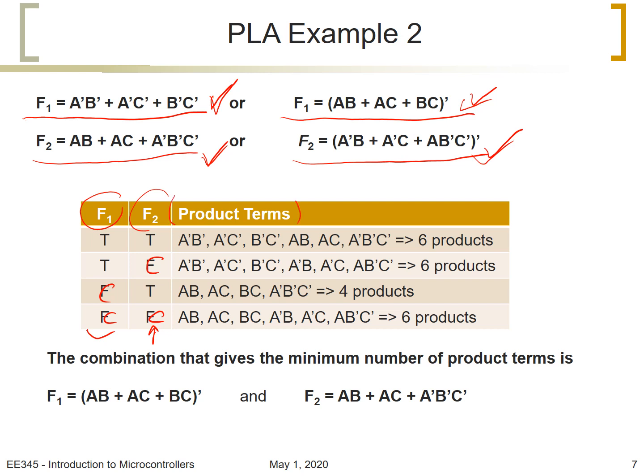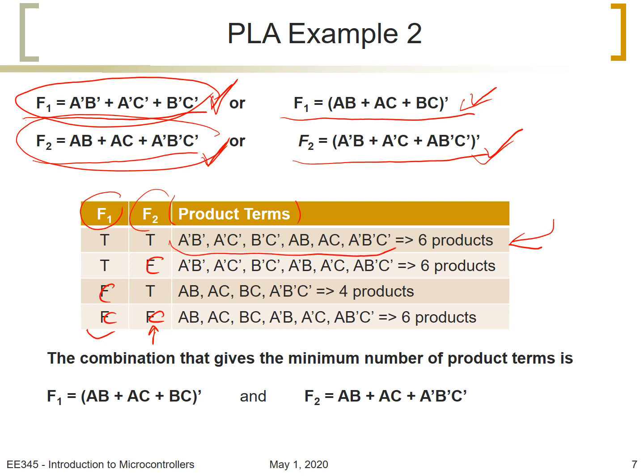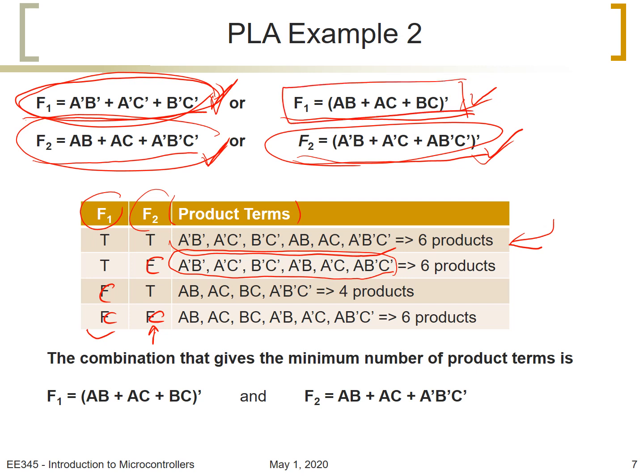In the first case, if we take this expression for F1 with this for F2, we get six product terms, which are shown here. Whereas if we take this one for F1 and F2 complemented, we also have six products, which we can see here. And then if we take F1 complemented with F2 true, we have 4 products that we can see here. And finally, if we take F1 complemented and F2 complemented, we have 6 products that we can see here. Which combination out of these 4 gives us the minimum number of product terms? We find it is this one.